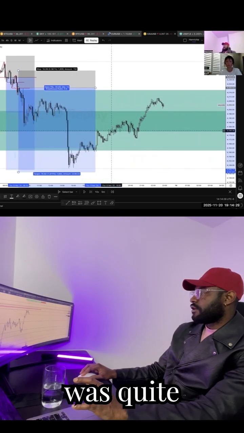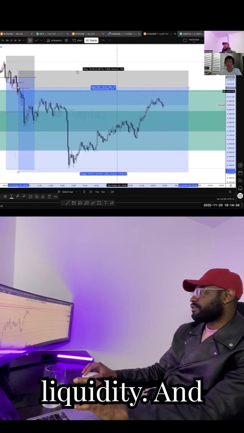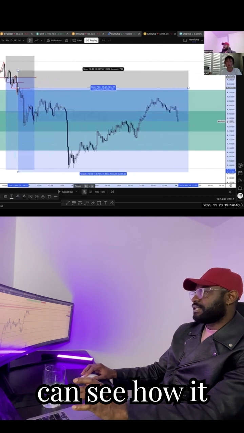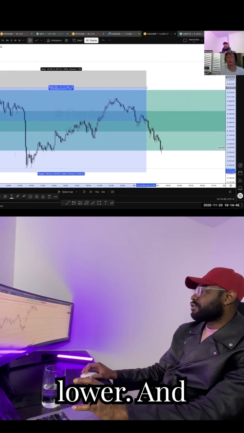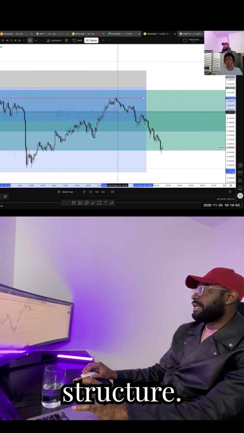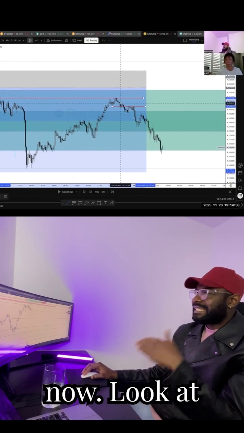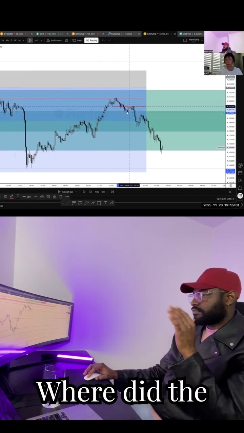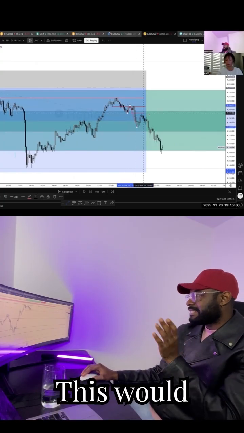Even though it was quite zigzaggy price action, because this one came up to take liquidity. And after it came out to take liquidity, you can see how it took liquidity and then continued lower. And right here, after it took this liquidity here, it broke structure. It's here. And look at this structure it broke. It dropped down, created a high, broke structure. This would have been your entry.